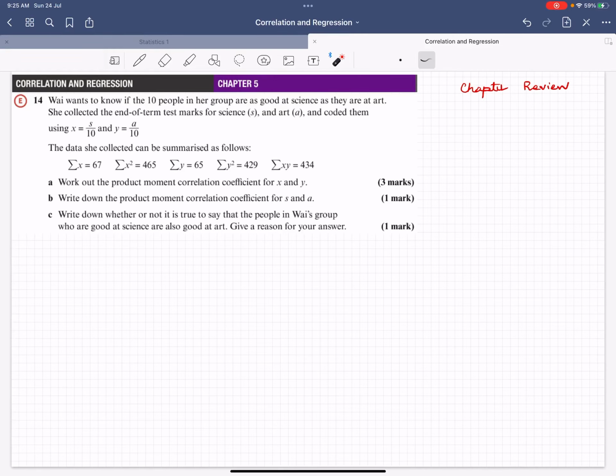Chapter review question number 14. Y wants to know if the 10 people in her group are as good at science as they are at art. She collected the end of term test marks for science and art and coded them. The data she collected can be summarized as follows. A. Work out the product moment correlation coefficient for x and y.